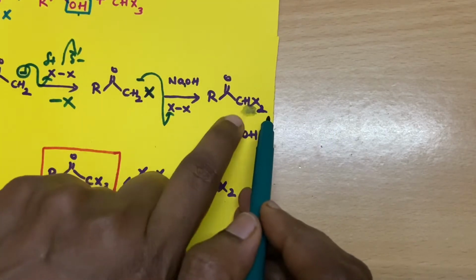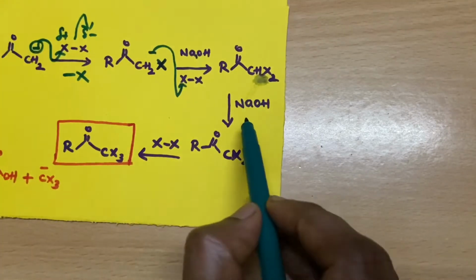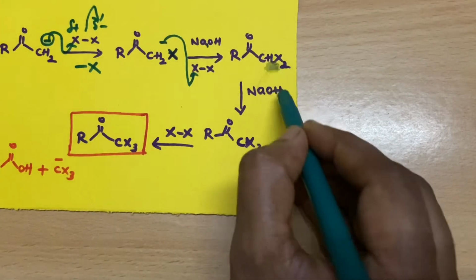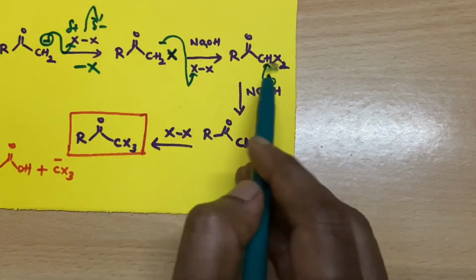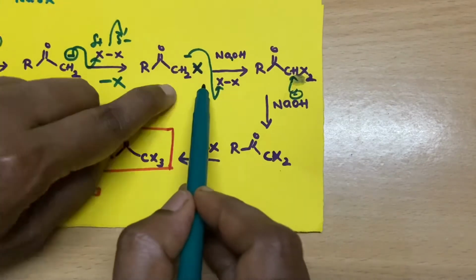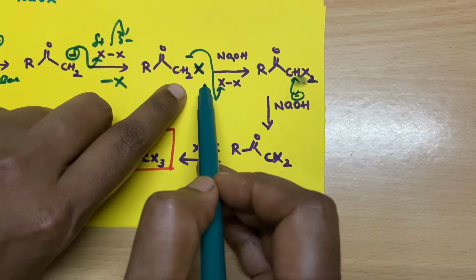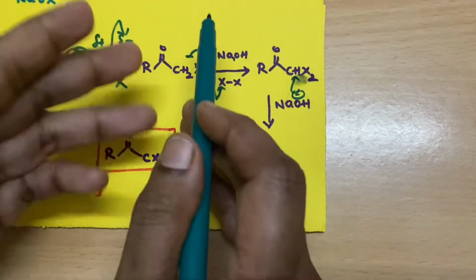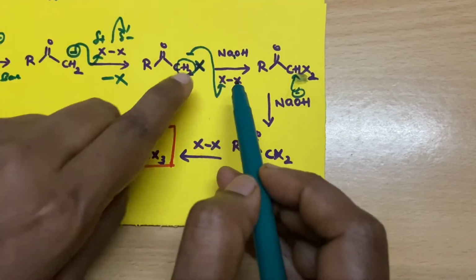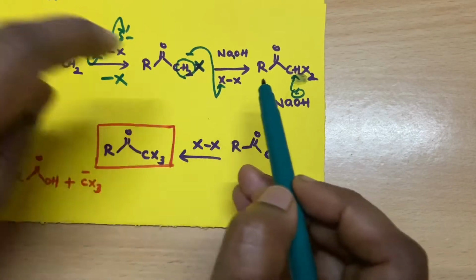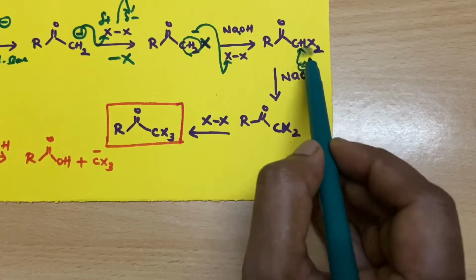CH2X got replaced, one more hydrogen got replaced, you are getting CHX2. So again do the step again, sodium hydroxide. This OH minus ion is going to remove this acidic proton. Remember this hydrogen is becoming more and more acidic as we are substituting halogens here. We cannot stop the reaction right here because this acidity has increased very much due to the substitution of halogens. This is very acidic, so it creates a negative charge here.